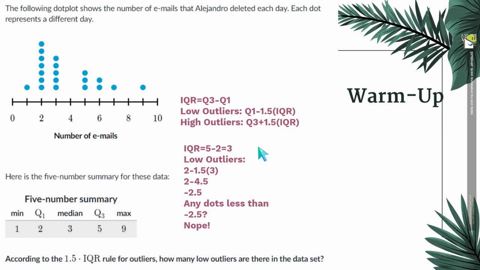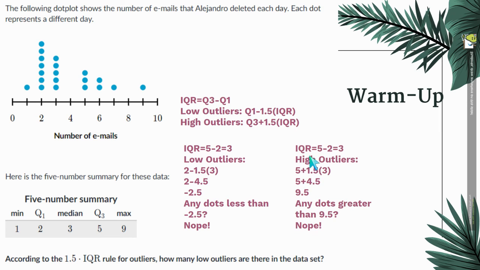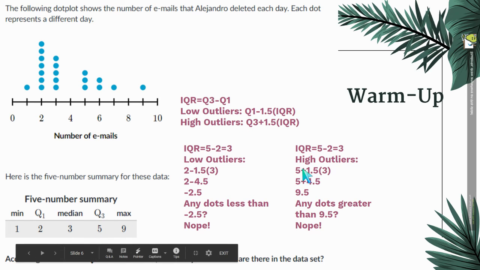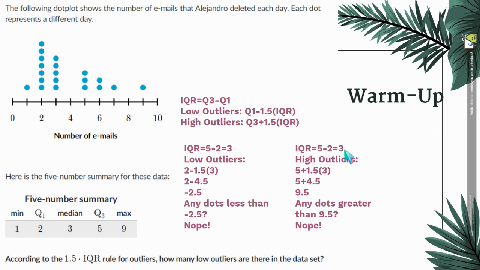Now on to high outliers. First off, our IQR, which is 5 minus 2, is the same one that we calculated for low outliers. Now for high outliers, we're going to take quartile 3, which is 5, plus 1.5 times the IQR, which is 3. We're going to first multiply 1.5 times 3 and get 4.5. Now we can add 5 to 4.5 and you should get 9.5.